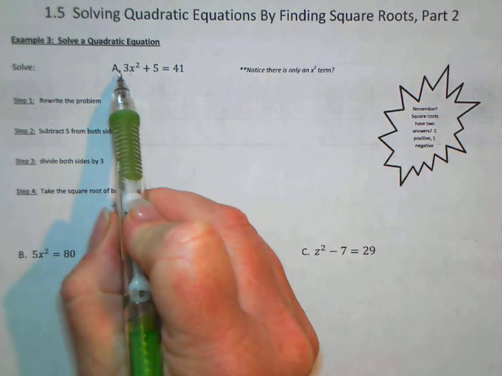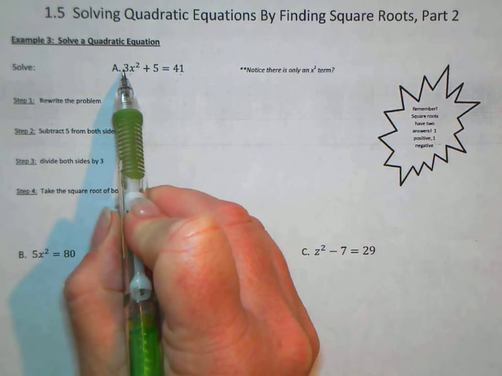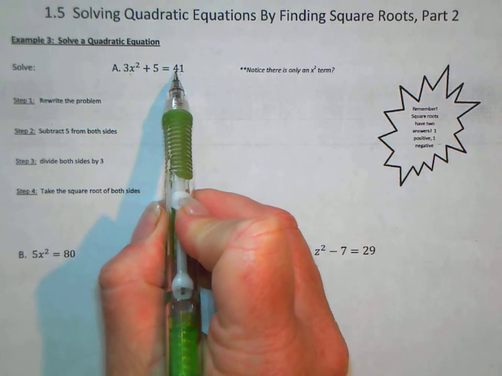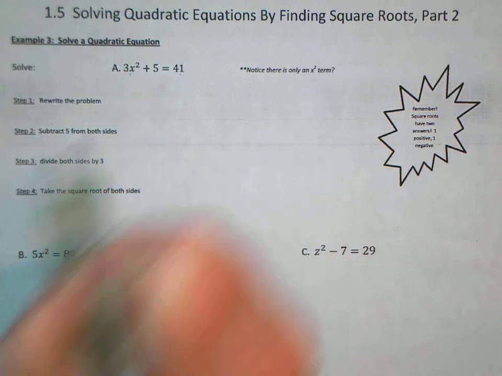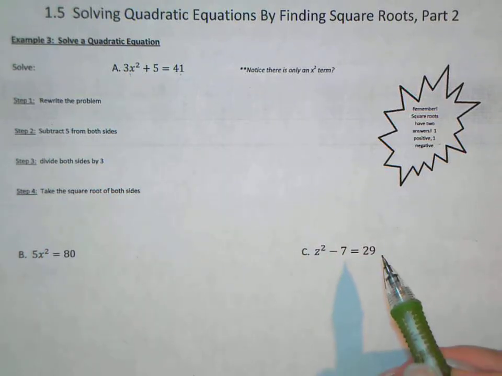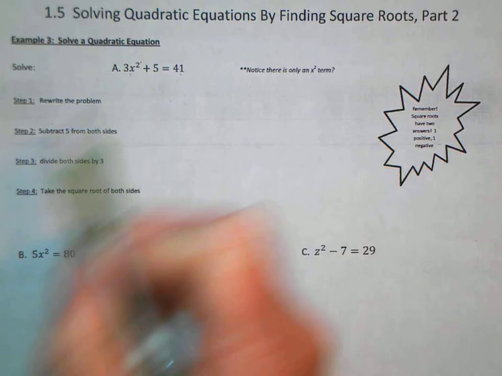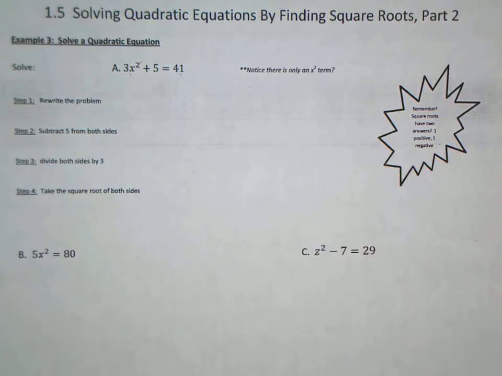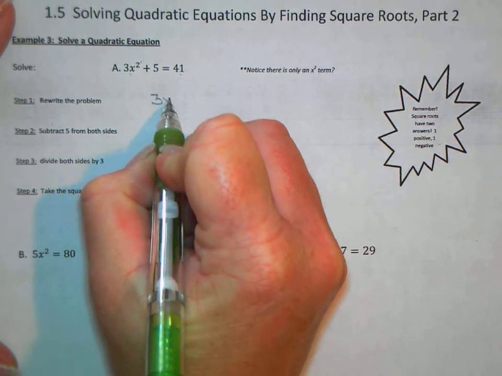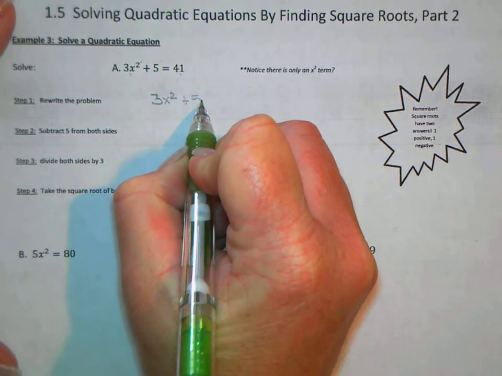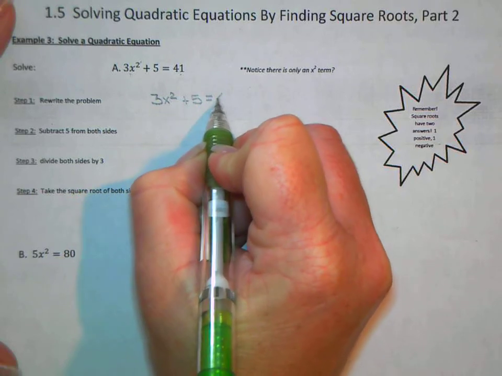All right, let's take a look at this. This is 3x squared plus 5 equals 41. Again, one thing I noticed is that there is just a single x squared. There's only one variable, an x squared. There's nothing that can be combined on each side. So at this point, let's go ahead and rewrite the problem as step 1 said. So you're going to go 3x squared plus 5 equals 41.